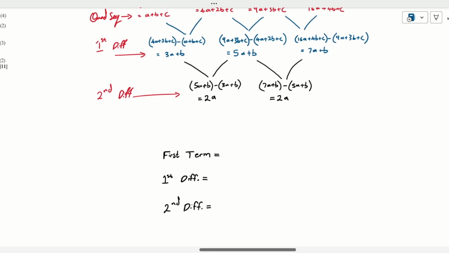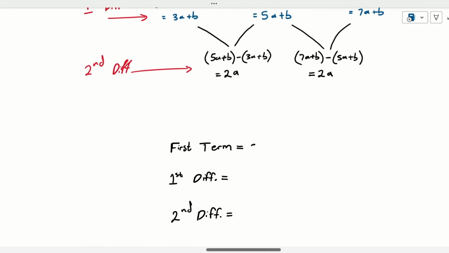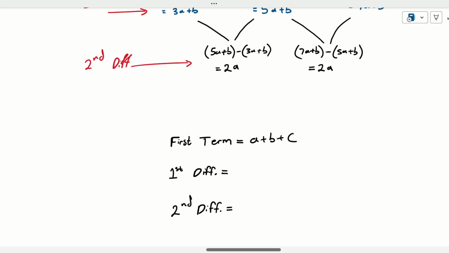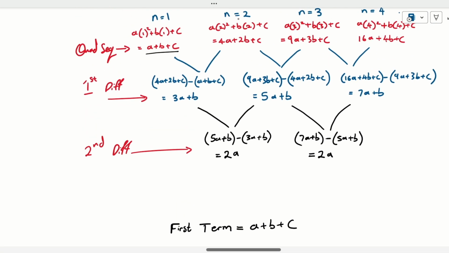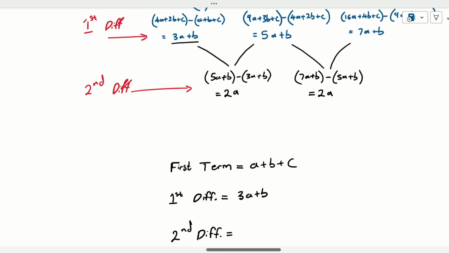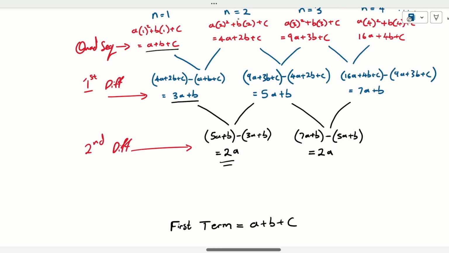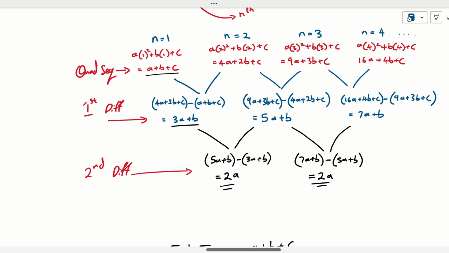To summarize, the first term is equal to a plus b plus c, and this is for the quadratic sequence. We know the first difference is equal to 3a plus b, and this is for the first term of the first difference. The second difference is equal to 2a because the second difference is constant. This means our first difference is in the form of an arithmetic sequence.